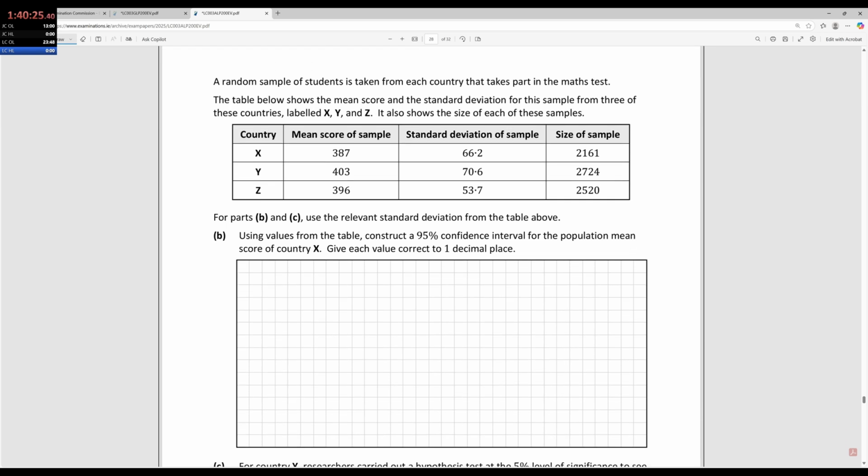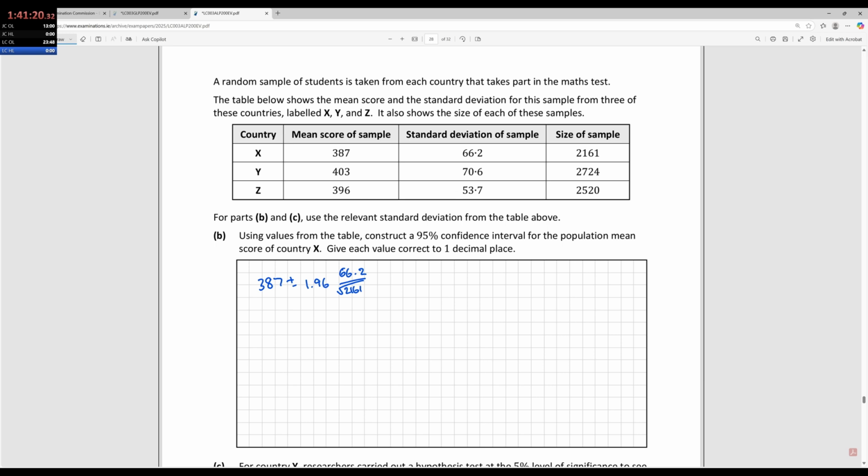A random sample of students is taken from each country that takes part in the maths test. The table shows the mean and standard deviation of the 3 countries. We're not going to name the countries, to avoid some sort of international conflict. For parts B and C, use the relevant standard deviation from the table above. Using values from the table, construct a 95% confidence interval for the population mean score of country X. The sample mean is 387. So it's 387 plus or minus 1.96 times sigma for X, which was 66.2, over the square root of 2161.